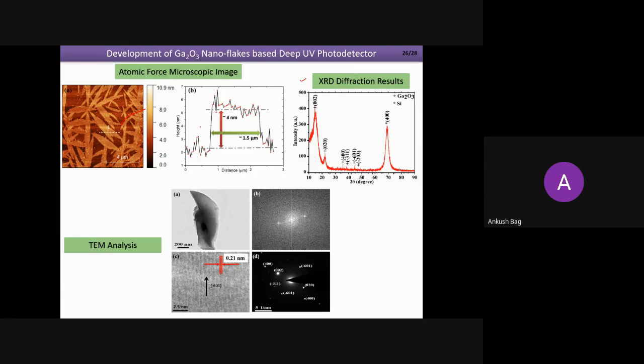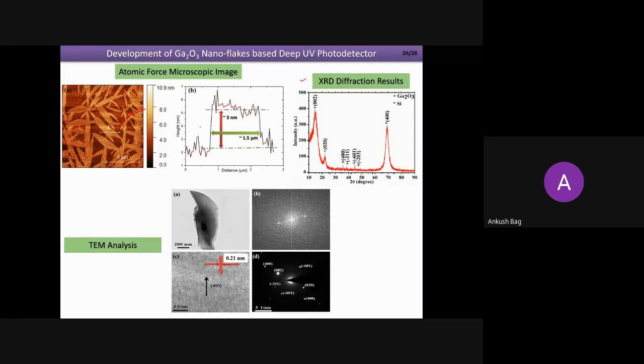But this electrospinning, since this is a new technique to develop this kind of semiconducting material and to fabricate solid state devices, we were a bit skeptical whether we were getting good crystalline material or not. But eventually we observed this SAD pattern in the TEM, which confirms that we are getting very good crystalline material.